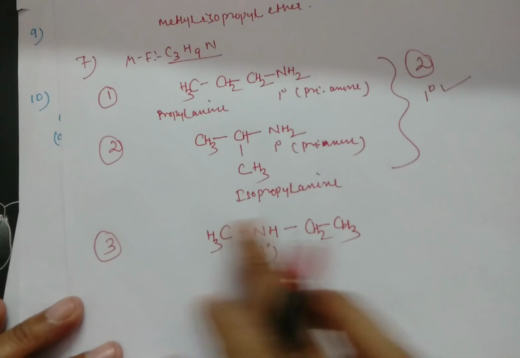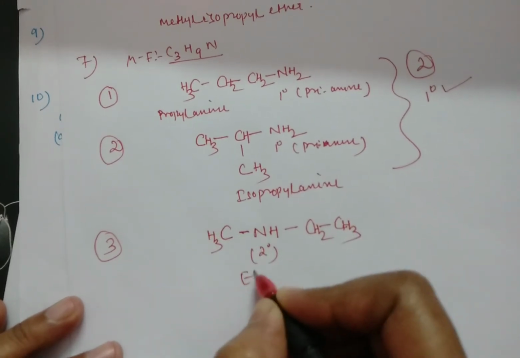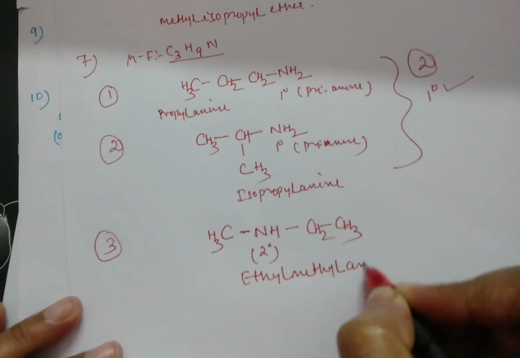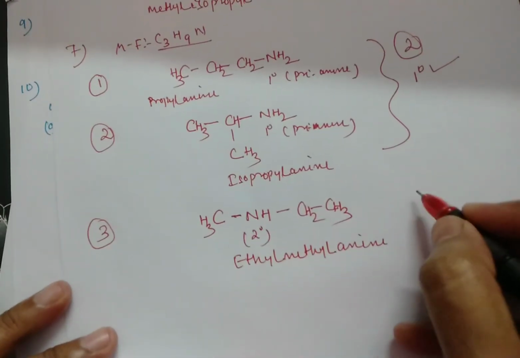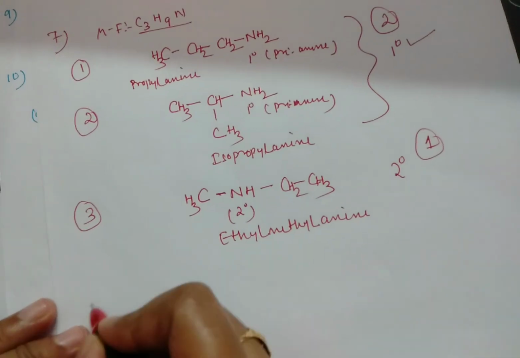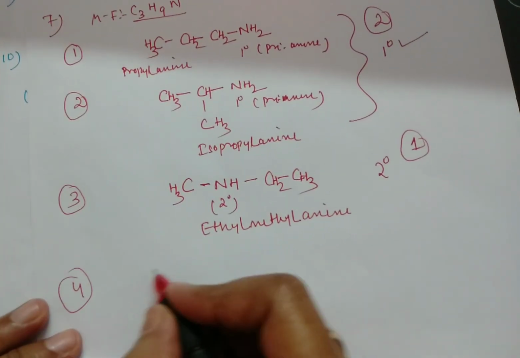Okay, so this is ethyl methyl, so you can write ethyl methyl amine. For secondary, only one is possible. Similarly, let us discuss tertiary.